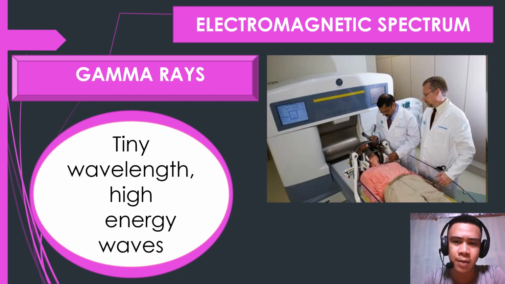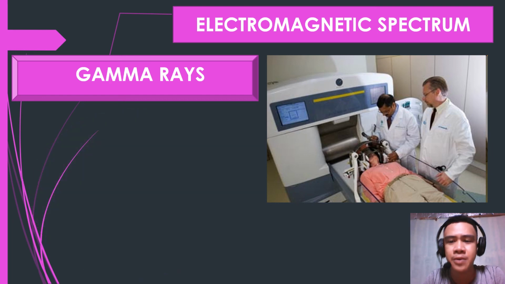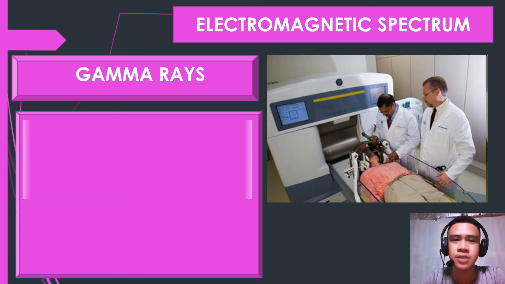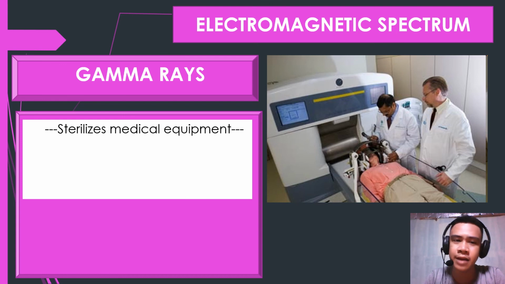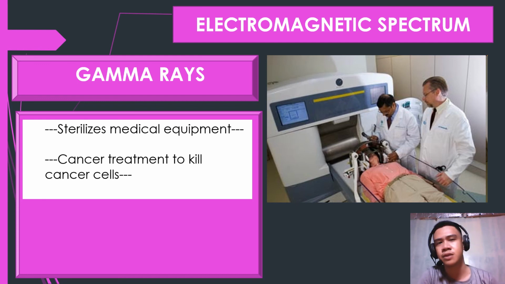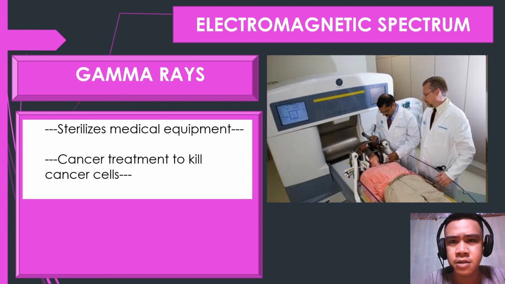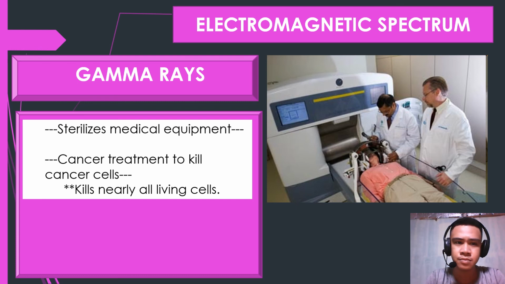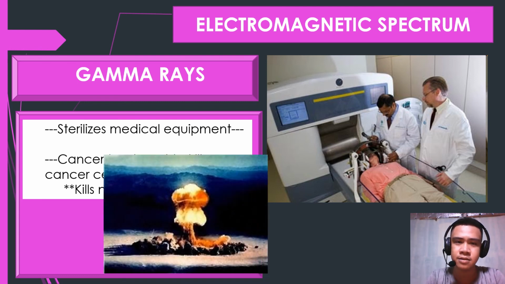Why do we use gamma rays? Gamma rays can be used to sterilize medical equipment and in cancer treatment to kill cancer cells. It is used in radiation treatment to kill cancer cells, but can be very harmful if not used correctly. Exploding nuclear weapons also emit gamma rays, which kill nearly all living cells.